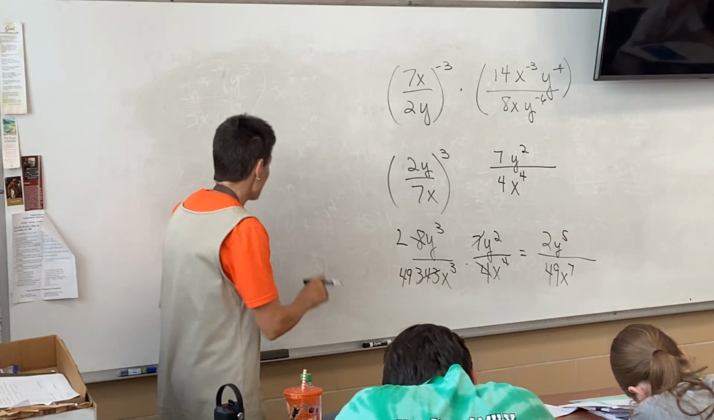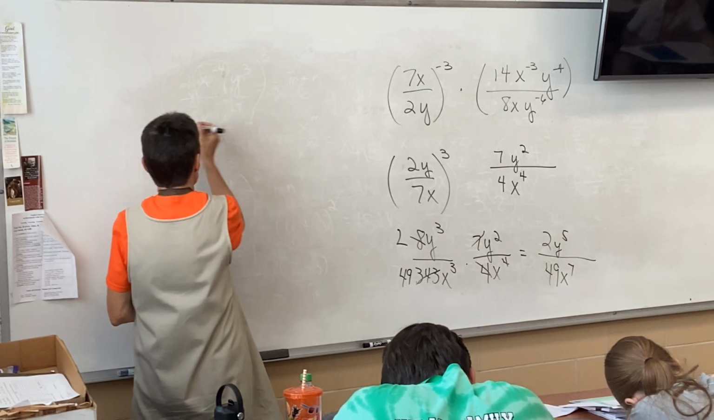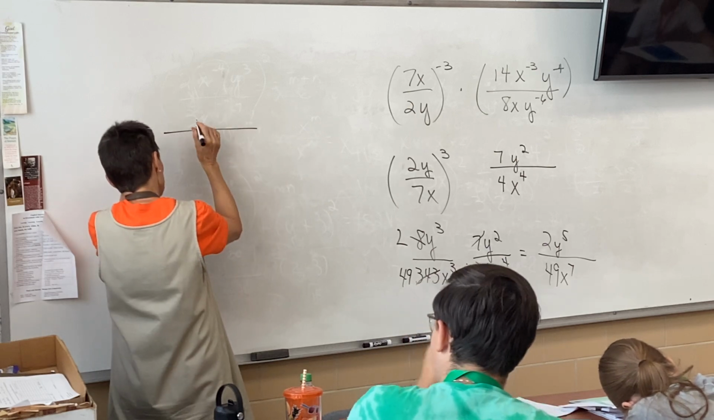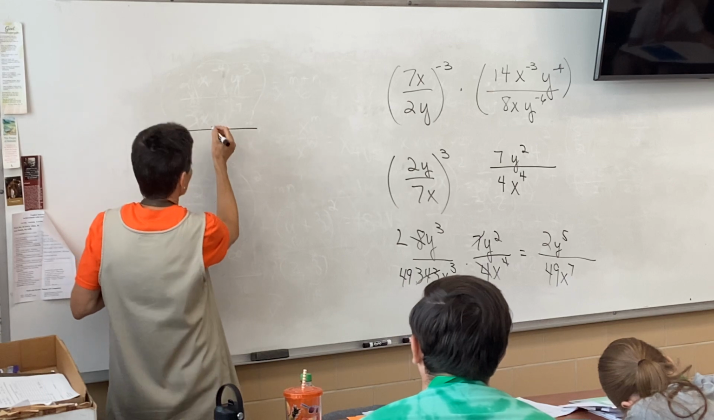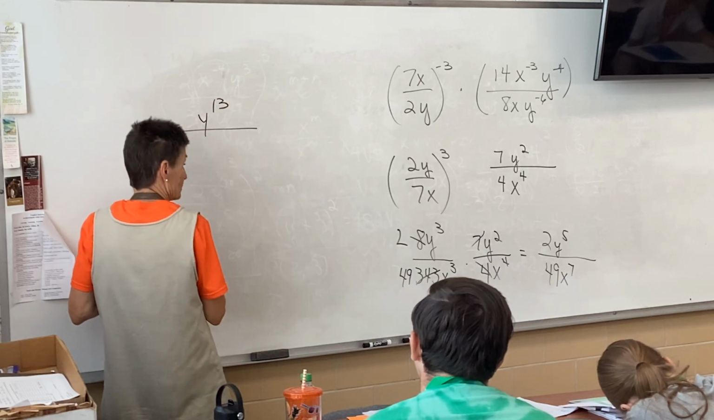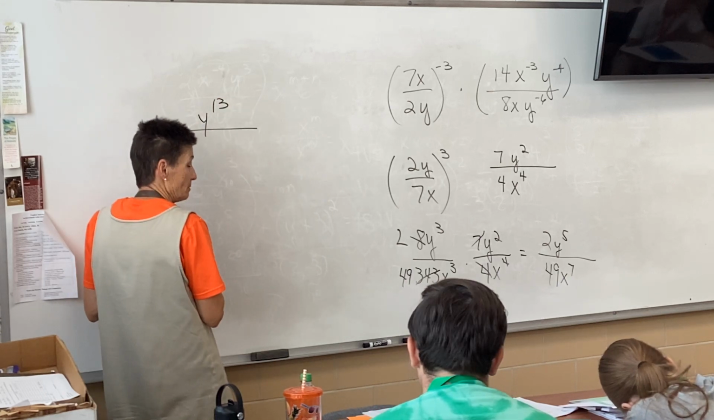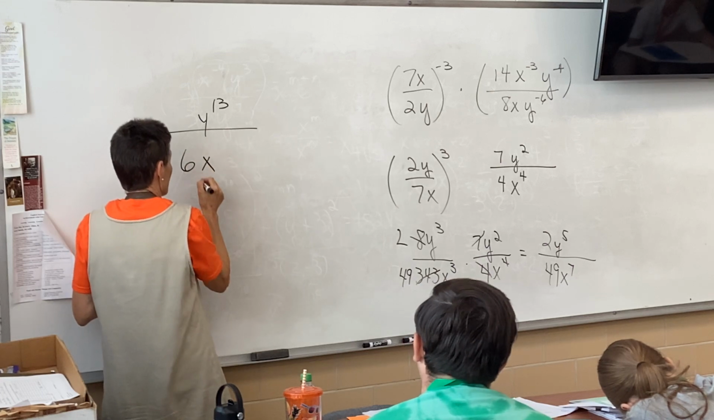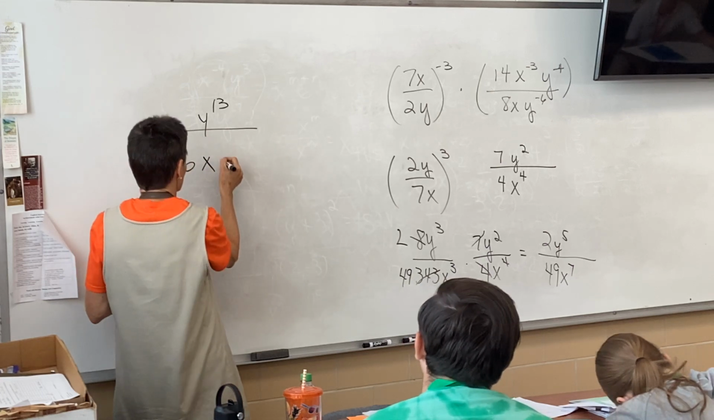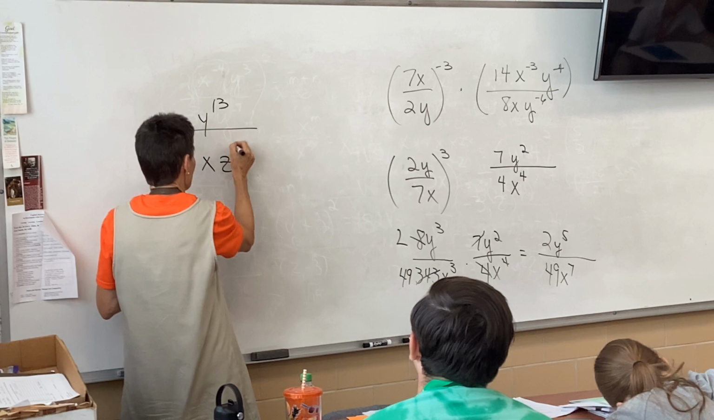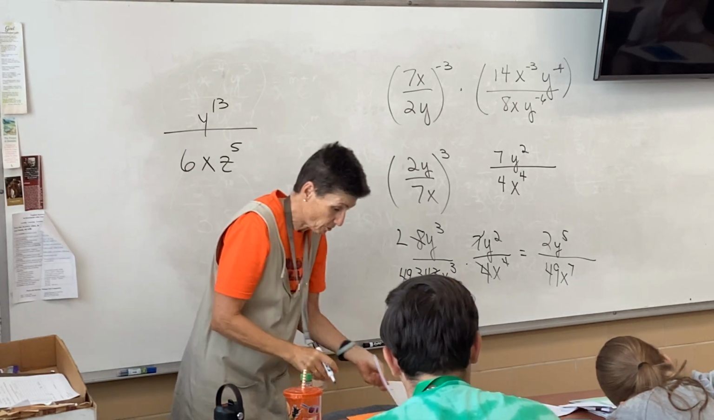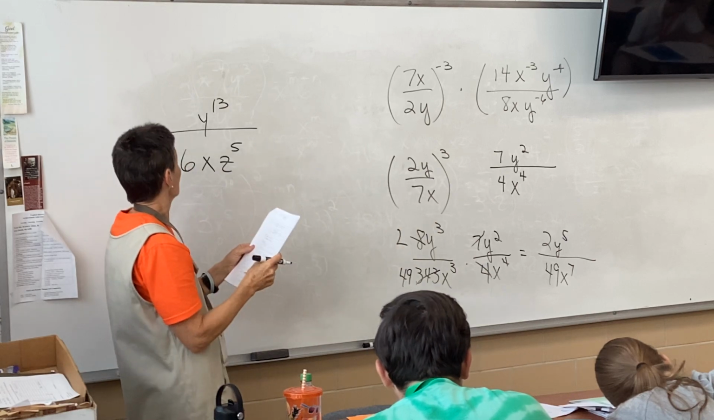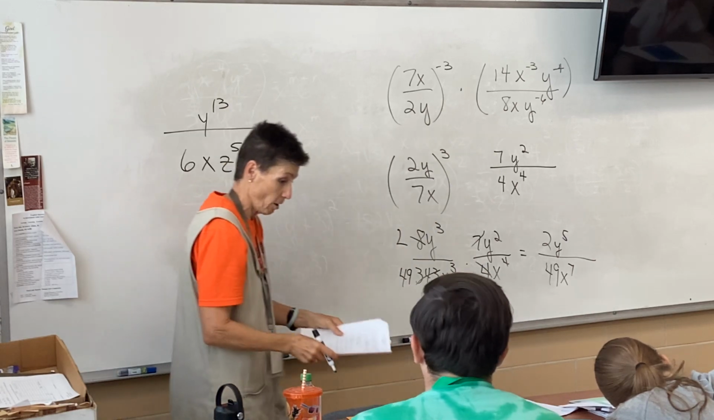Okay, who's going to share an answer with me? This is the last exponent problem. What did you get for the numerator? Y to the 13th. Alright, what did you get for your denominator? 6x z to the 5th. Does that look okay to everybody? We are in complete agreement? So am I. Okay, awesome.